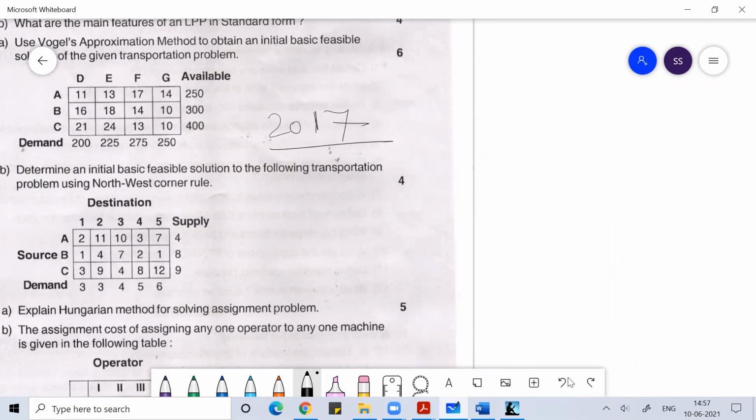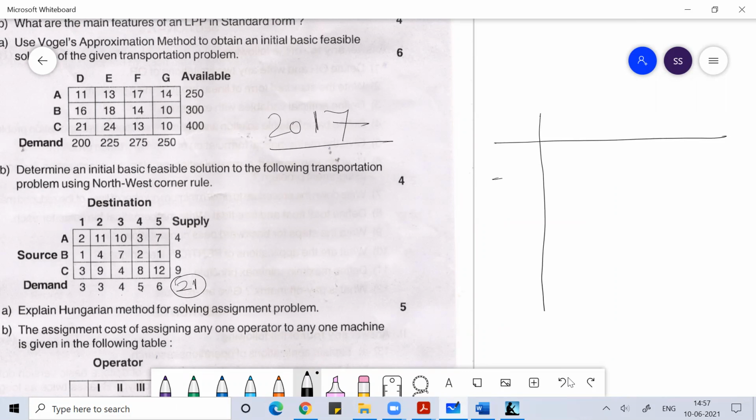When you see the problem, guys, make sure that the total supply equals the total demand. Check that part always. Total supply, if I see 12 plus 9, 21. Total demand, if I see 3 plus 3, 6, 6 plus 4, 10, 10 plus 5, 15 plus 6, 21, correct. Then no problem. And then let me write it down.